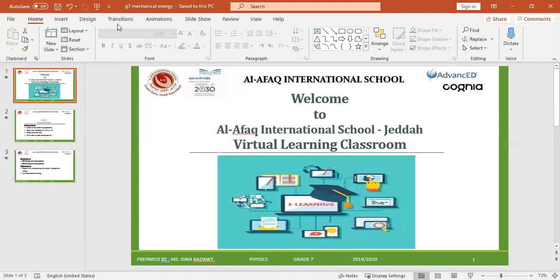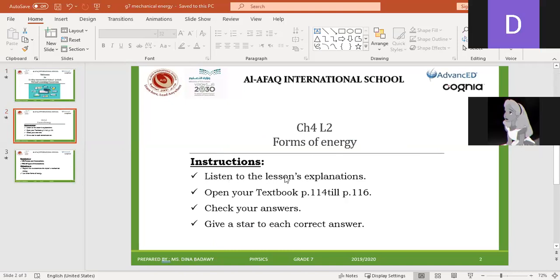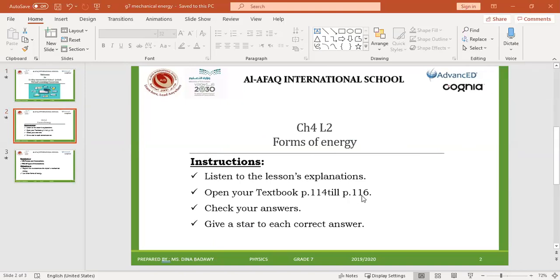Let's start our lesson today. Our lesson is chapter 4, lesson 2, forms of energy. The instructions: listen to the lesson's explanation, open your textbook page 114 till page 116, check your answers, and give a star to each correct answer.